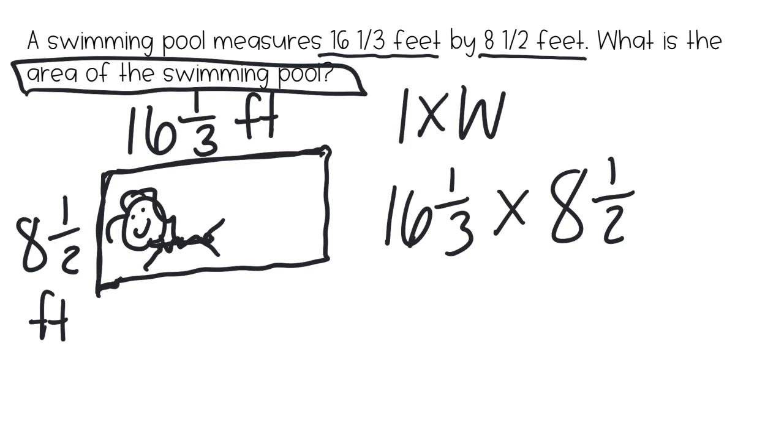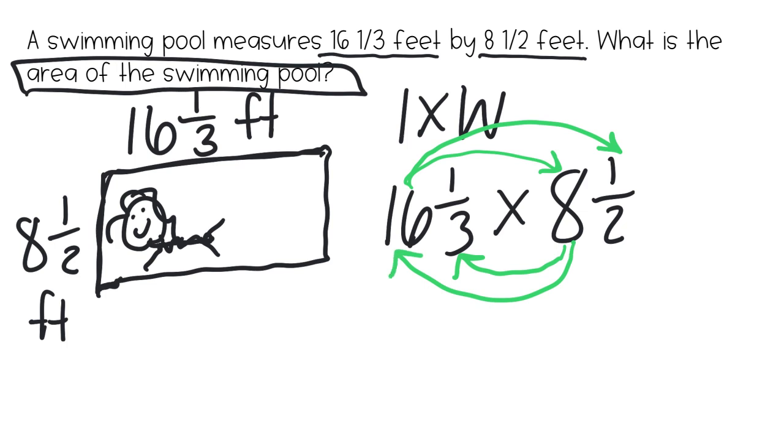Now I'm going to explain why we cannot just say 16 times 8 is my whole number, and 1/3 times 1/2. The reason is that I must multiply 16 times 8, but I also must multiply 16 times 1/2. Then I must multiply 8 times 1/3, but I also have to multiply 8 times our whole number of 16. So it's almost like you're leaving out half of your problem. So let's go ahead and start to solve this.